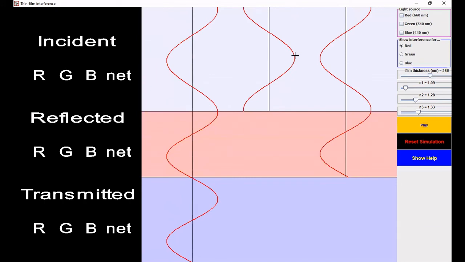where the valleys of the first reflected wave match up with the peaks of the second reflected wave. So you could say that the overall phase difference between these two waves is pi or 3 pi or 5 pi, etc.